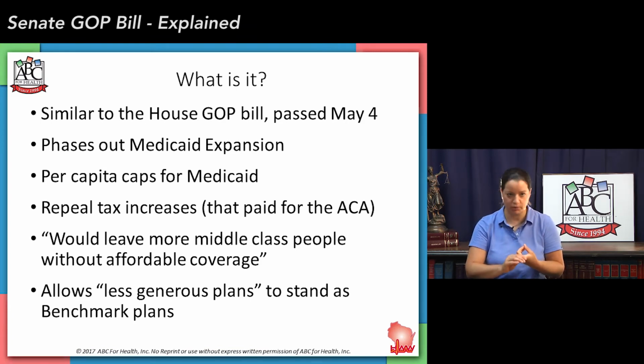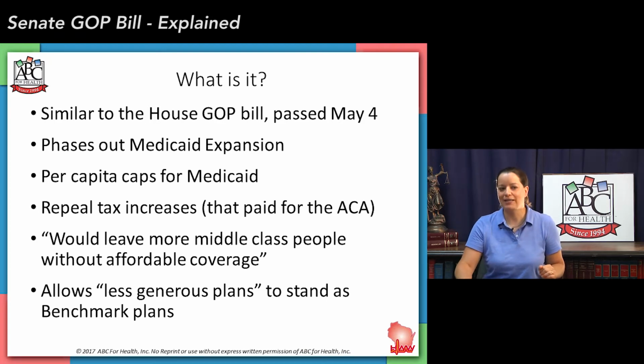Like we said, it brings back things like per capita caps, phases out the Medicaid expansion in some states, and then has a little renegotiation for some of those states that did not expand Medicaid, like the state of Wisconsin. It would leave, and this is some of the quotes that are coming out of some of the health policy experts, leave more of the middle class without affordable coverage. The biggest impact would be felt by the lowest income and now the middle income families, more so than what the House version of the American Health Care Act was proposing.